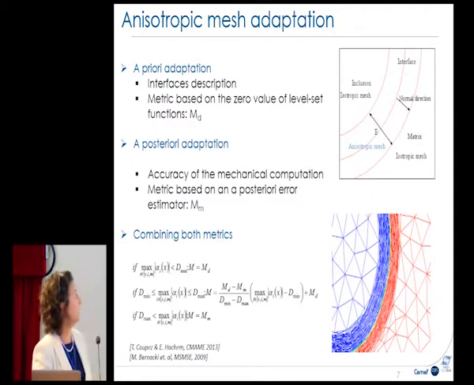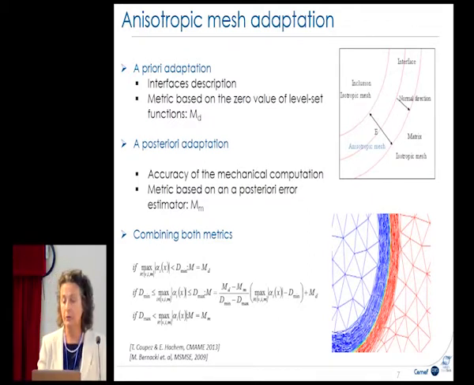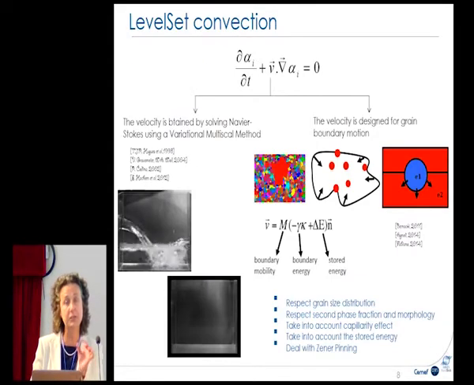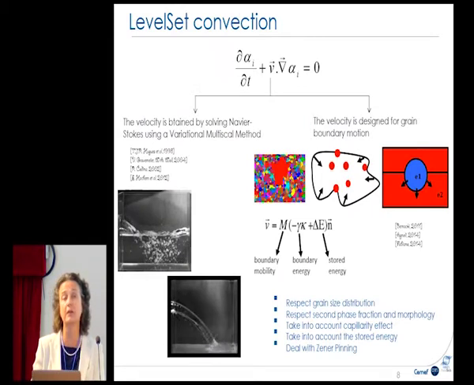So for the meshing, here we have a very simple scheme, in which we have the inclusion with an isotropic mesh, and here the matrix, but we also have a thickness of an interface here, in which we have to be very precise in terms of geometric description.